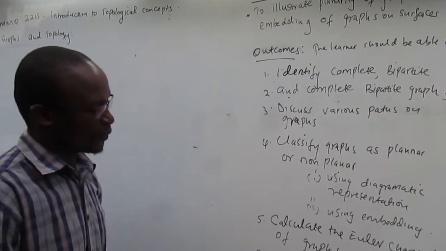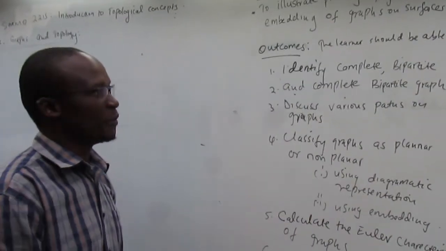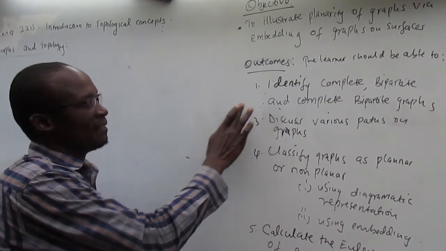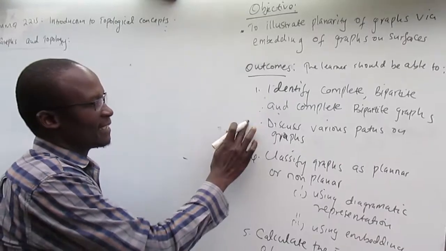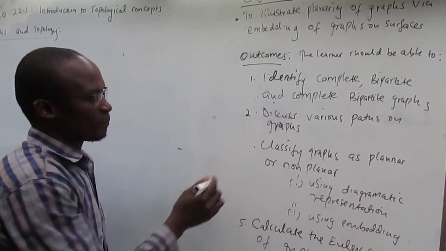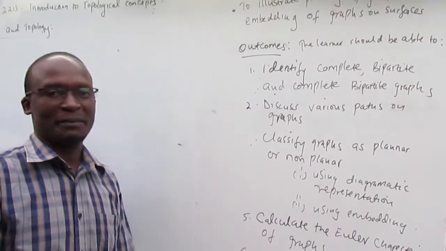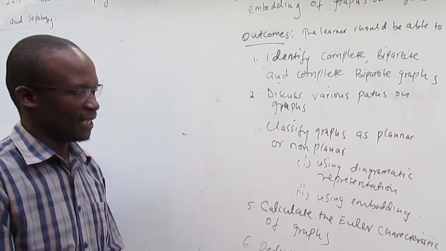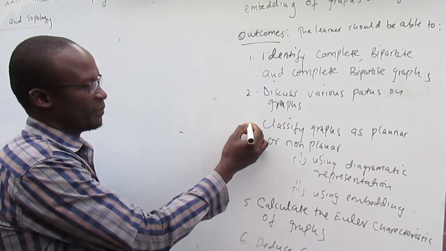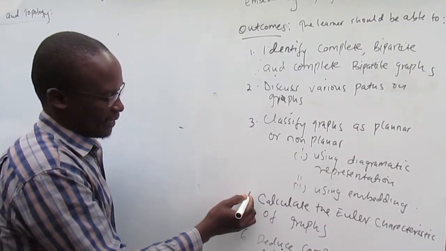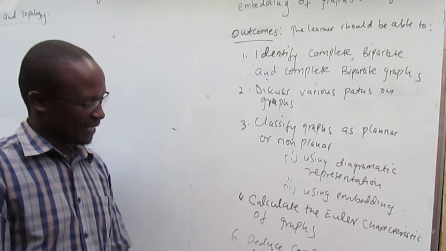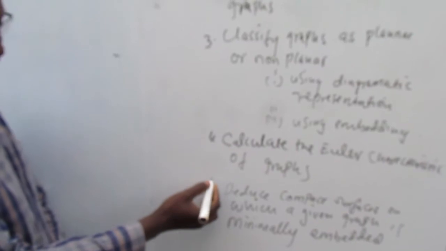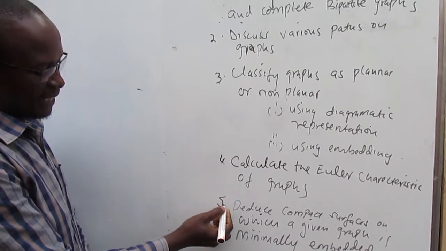Having gone through this topic, you should be able to identify complete bipartite and complete multipartite graphs. You should also be able to discuss the various paths on graphs. You should also be able to classify graphs as planar or non-planar, first of all by diagrammatic representations, and also via the embedding of such graphs on surfaces. Then you should be able to calculate the Euler characteristic of graphs and deduce the compact surfaces on which certain graphs can be minimally embedded.